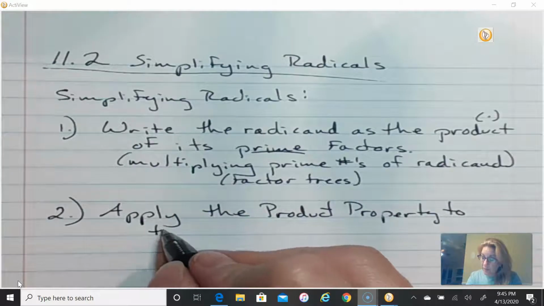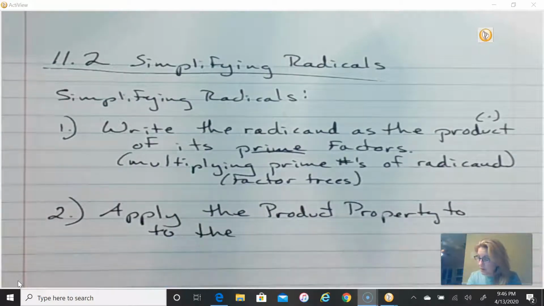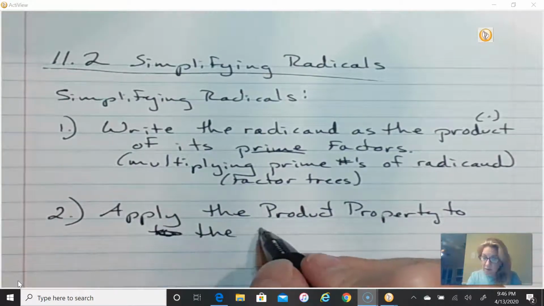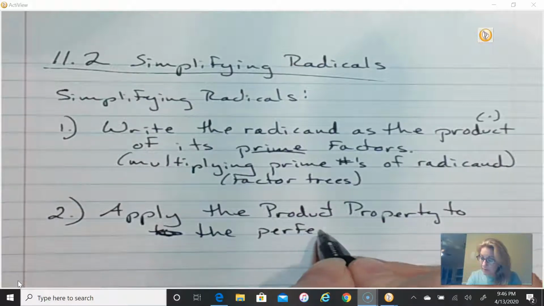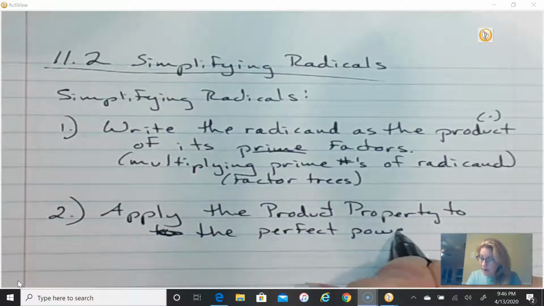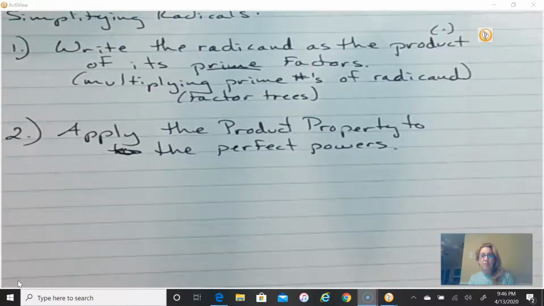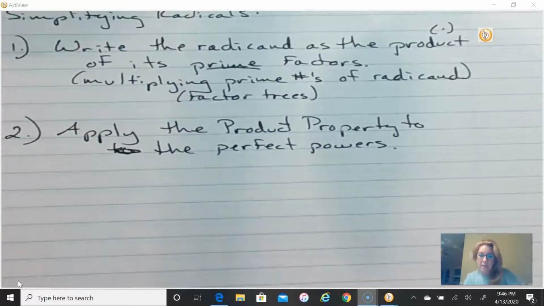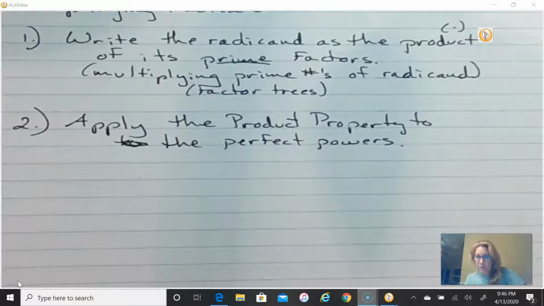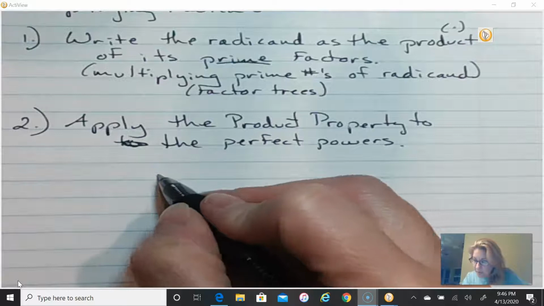to the perfect powers. If you are sitting there going, I do not remember the product property, it's okay. Trust me, I'm going to show you the example here, but honestly, once I start doing the actual examples, it's all going to make sense. So if you don't remember the product property, don't sweat it. This is the product property.